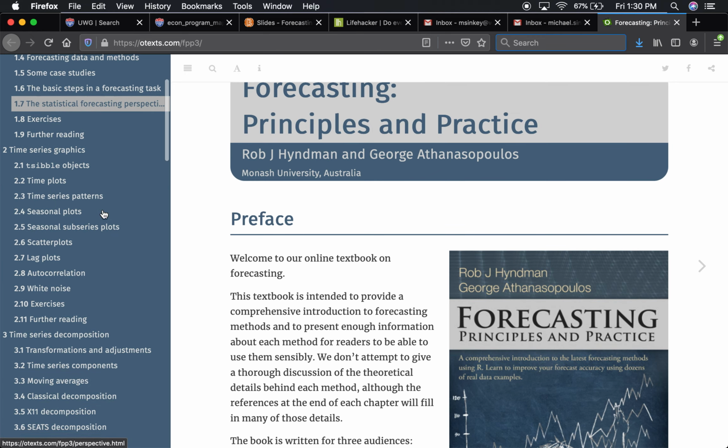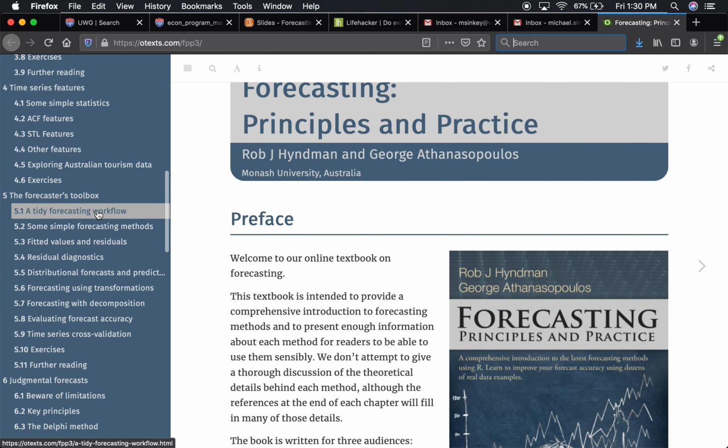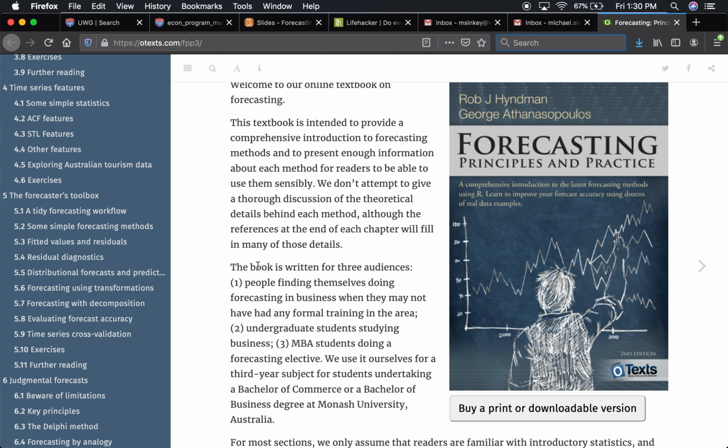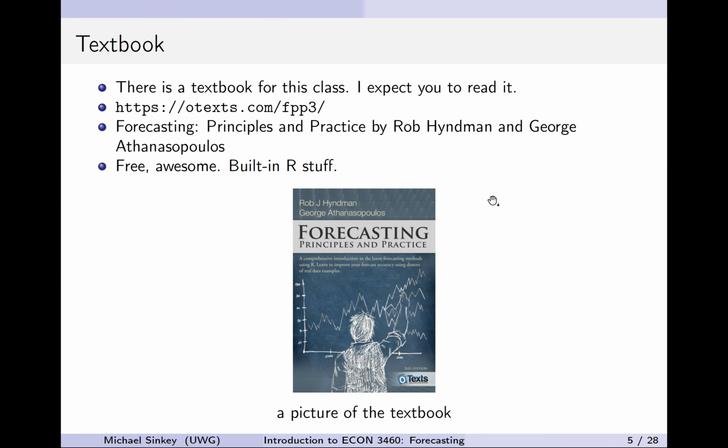Okay, so this is an extensive book about how to forecast. Rob Hyndman is the editor of the International Journal of Forecasting. So he is arguably the most credible teacher of forecasting available, and this book is amazing. As it says, it's a comprehensive introduction to latest forecasting methods using R. Couldn't recommend it more. I think this is just a wealth of knowledge, and it's written at a level you can understand. So this is an awesome book. I even have a picture of the book there.